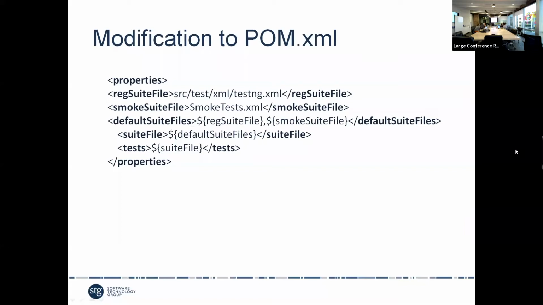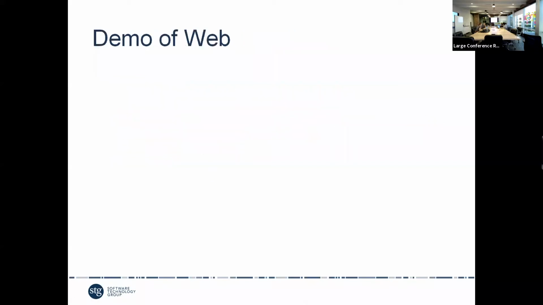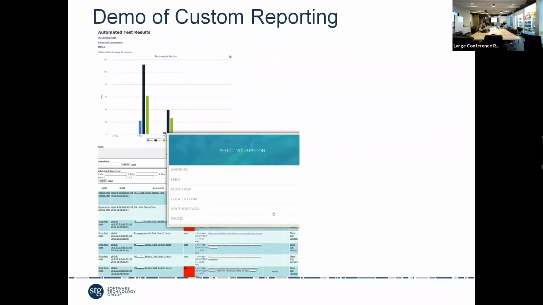So you have your default one, which is a testng.xml. If you want to have a set of smoke tests, you can run a smoke test.xml. If you want to just override everything, just these parameters right here with the suite file, smoke file, and test suite file, this is where you override that config. Okay, I'll show you the demo.